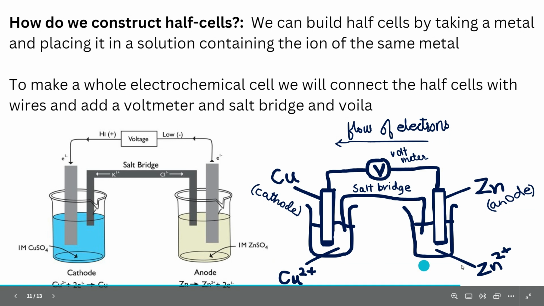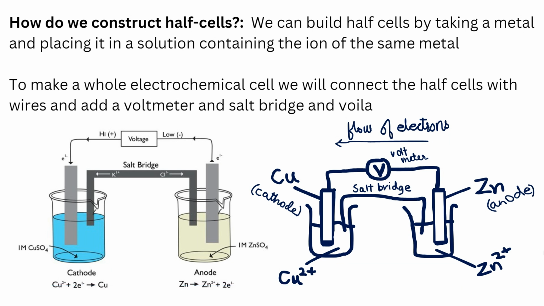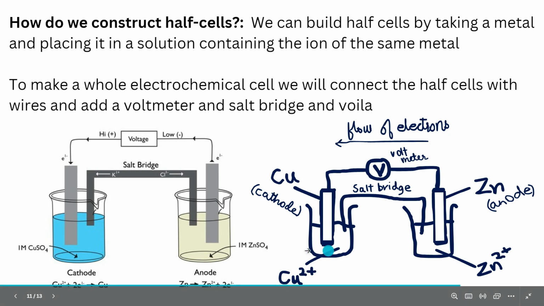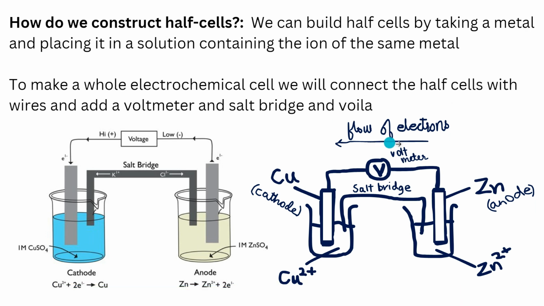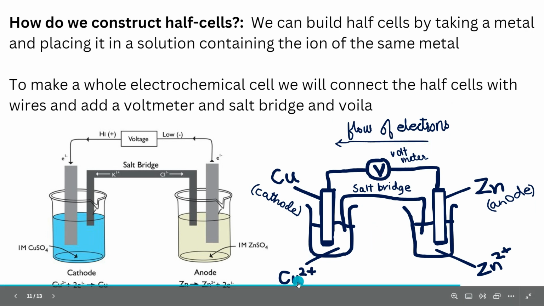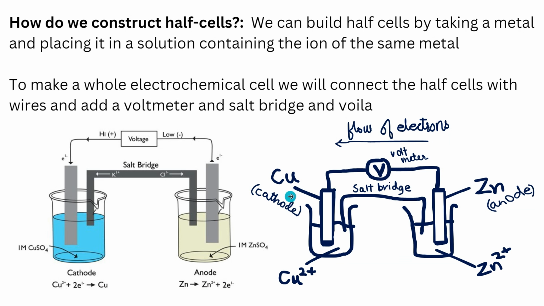And this is how you're going to represent an electrochemical cell in your exam. It is often asked to draw and label an electrochemical cell. So this is how you're going to draw and label it. You're going to show the flow of electrons with an arrow. You're going to label the voltmeter and the salt bridge, with no need to label the beakers or anything. And you need to label the ions in the solution, and you need to label the electrodes, what they are made of, and which is the cathode and which is the anode.